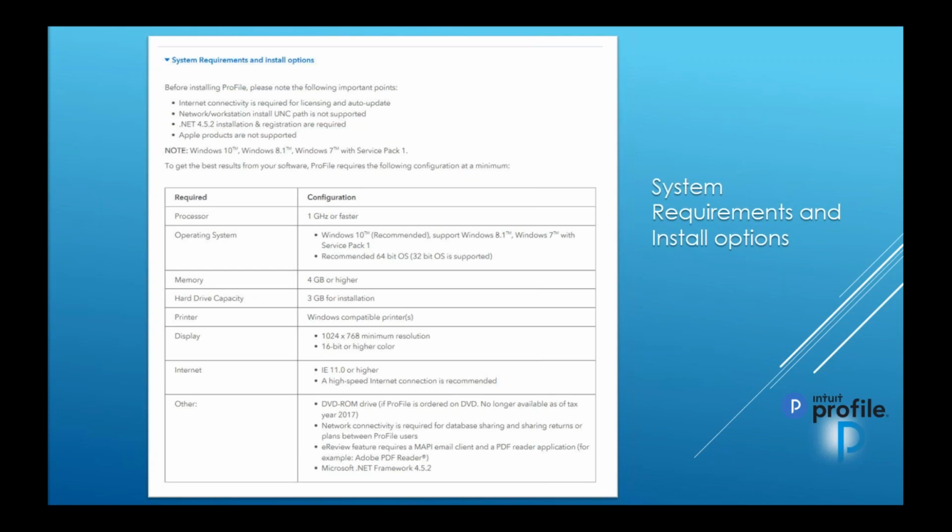Other things that you need to know is the DVD-ROM. If Profile is ordered on DVD, that's no longer available after tax year 2017. So just know that. Network connectivity is required for database sharing and sharing returns or plans between Profile users. The E-review feature requires a MAPI email client and a PDF reader application, for example, Adobe PDF Reader. And as I mentioned, the .NET framework and also that C++ is needed for system requirements and installation options.